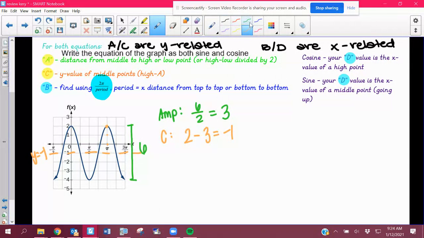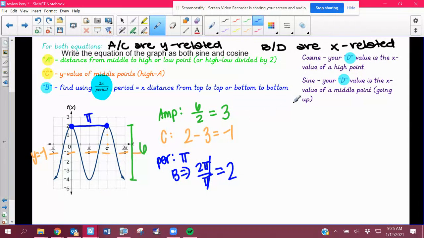Now I'm going to find my period. That's, again, going from a top to top or a bottom to bottom, basically whatever is the easiest to find on here. So in order for me to get from a top to a top point, I went pi. So my period of my graph is pi. So in order for me to figure out what my B value is going to be, I'm going to take 2 pi divided by pi. Yay, my pi's canceled. I'm just left with 2.